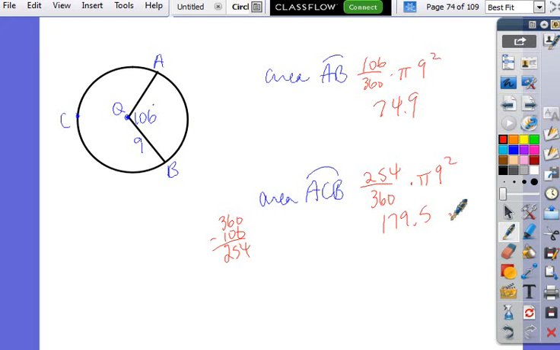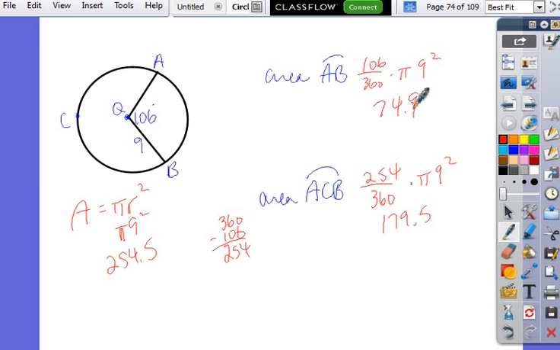For example, what's the area of the whole thing right here? Pi times 9 squared, 254.5. All right. What is 74.9 plus 179.5? 254.4. But again, it's a rounding issue. We're 1/10 off. That means you got it right.